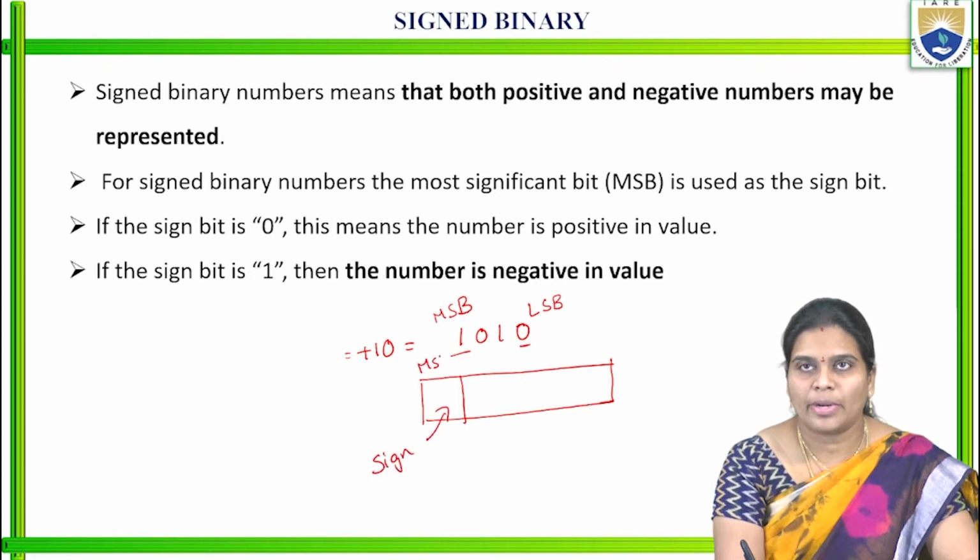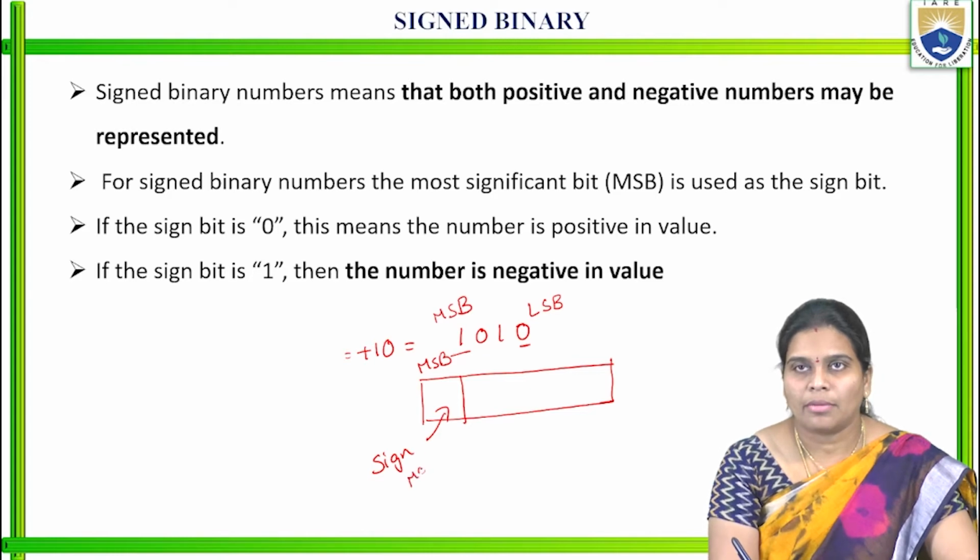So this is the MSB bit, sign magnitude. The remaining bits are 1010. Here the sign is positive, so it is represented as 0. This is the +10. So in the signed magnitude representation, the MSB bit represents whether the number is positive or negative. The remaining bits, 1010, are the original magnitude, and the MSB bit indicates the sign.